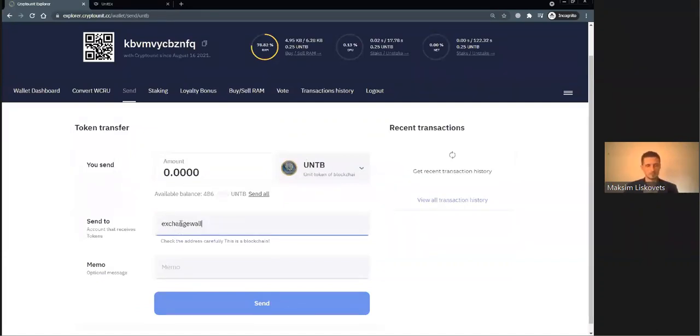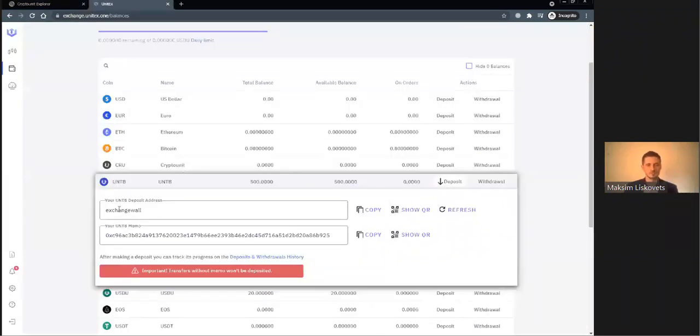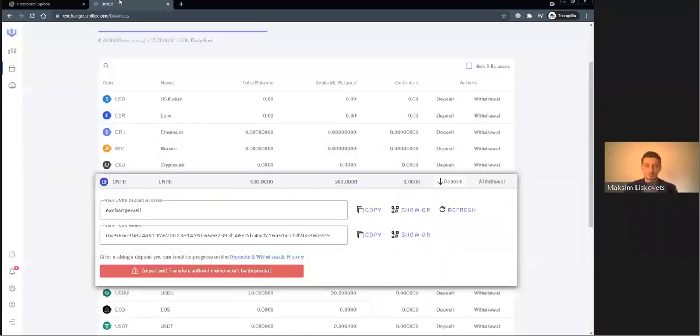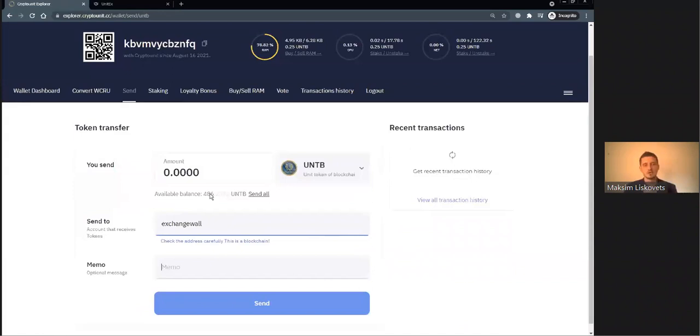We enter in this field the wallet address, this one here. If you move UNTBs from the blockchain to the exchange, it is of paramount importance to copy and paste the memo as well. If you move tokens inside the blockchain, then the memo is not required, it is optional.